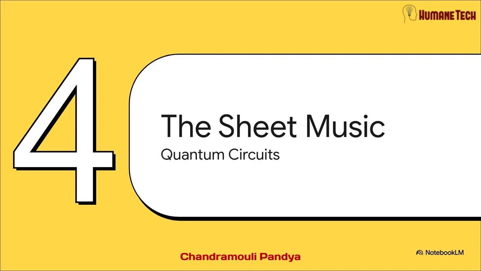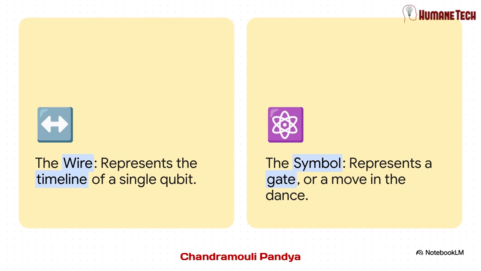Okay, so we've got our dancers and we know their moves. But how do we write it all down? How do we organize all these gates into a complete program? Well, that's where quantum circuits come in. You can think of them as the sheet music for our quantum symphony. And the good news is, reading this sheet music is actually pretty intuitive. Each horizontal line, or wire, represents the timeline for one single qubit, and it flows from left to right. The symbols that we place on those wires, those are the gates, the specific actions or dance moves that we apply at very precise moments in time.